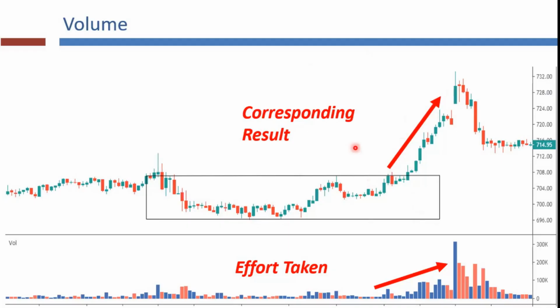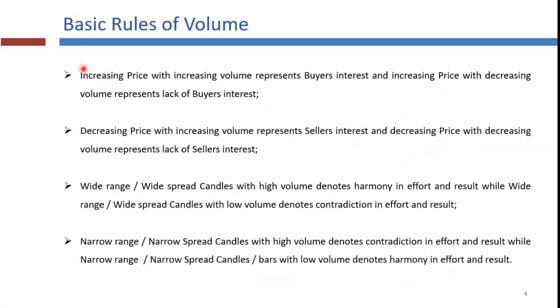Now, let us look at additional rules of volume. We have already discussed these two rules. Now, we are going to discuss the third and fourth rule also. What I will recommend right now is to take a screenshot of these rules for easy reference in future. So we will take into consideration all these four rules and try and determine whether buyers or demand interest is present or whether supply interest is present. The third and fourth rule are basically with respect to spread or range of a candle, along with whether there is harmony or contradiction in effort and result.